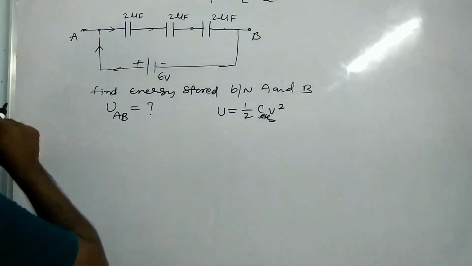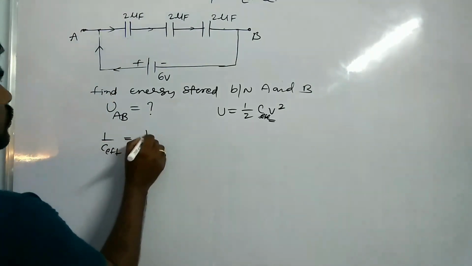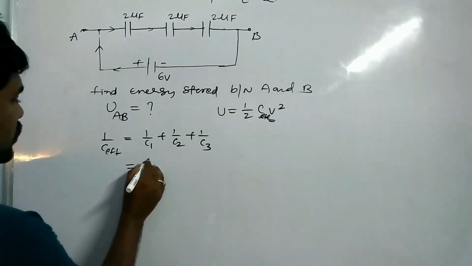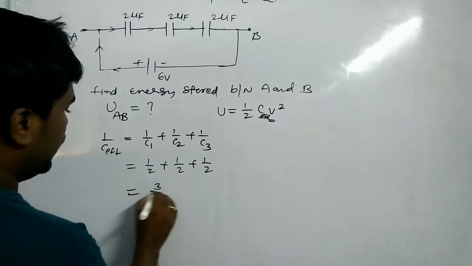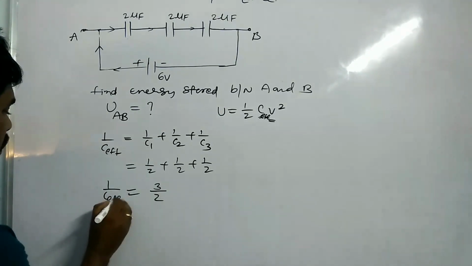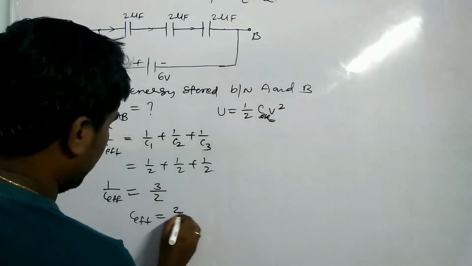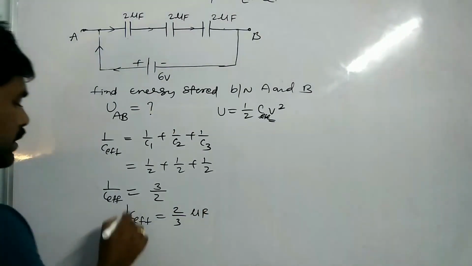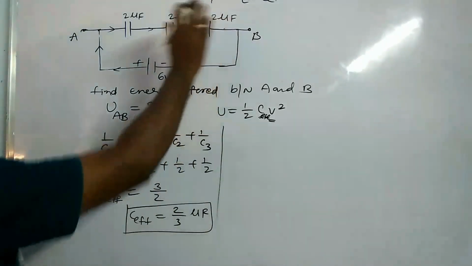Let us see. 1 by C effective is equal to 1 by C1 plus 1 by C2 plus 1 by C3. It is 1 by 2 plus 1 by 2 plus 1 by 2, which is 3 by 2. 1 by C effective is equal to 3 by 2. C effective is the reciprocal, 2 by 3 microfarad. Our aim is to find the energy stored between the A and B terminals.